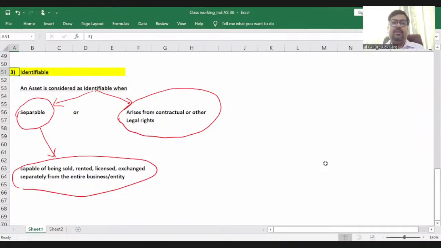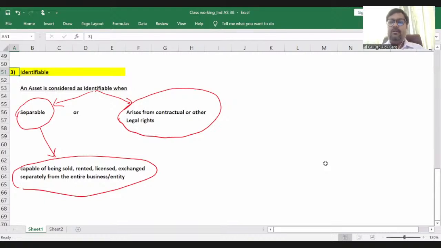So we haven't talked about identifiability criteria in PPE, but yes, this is the most important criteria in case of intangible asset. And the standard says that an asset is considered as identifiable when it becomes separable or it arises from contractual or legal rights. So friends, I'll give you an example.